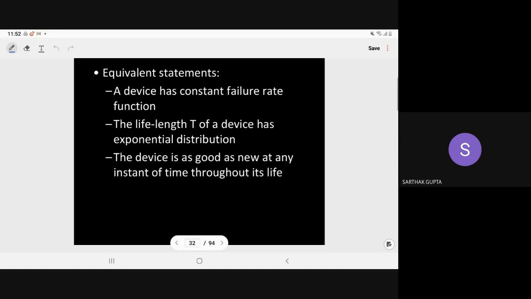Sir, in practice, how can a device be as good as new throughout its life? If you are assuming that the failure rate is constant, then it is as good as new. But in practical life, if you are not assuming that the failure rate is constant, and it is increasing, then it is not so. If your presumption is that the failure rate is constant, it is as good as the new one.